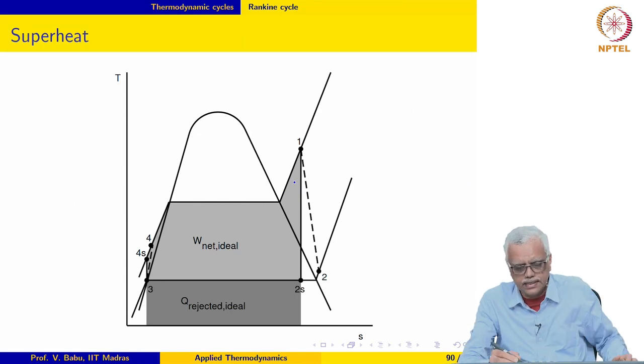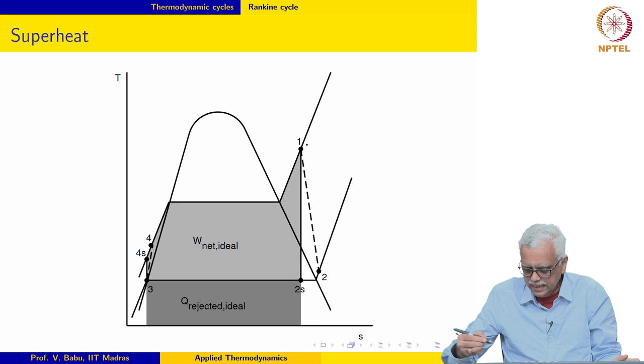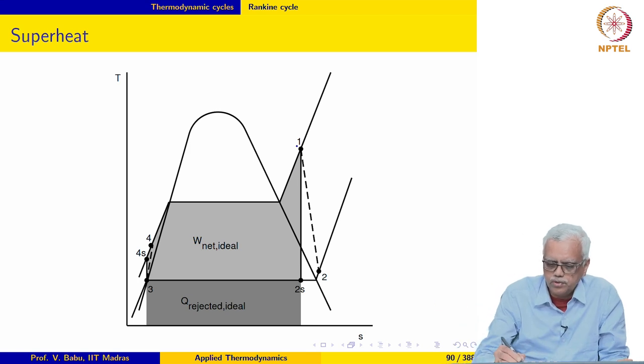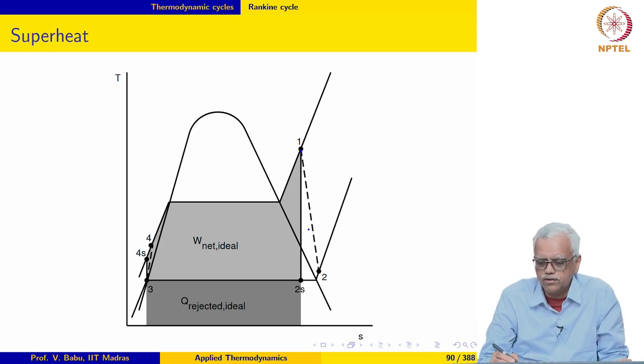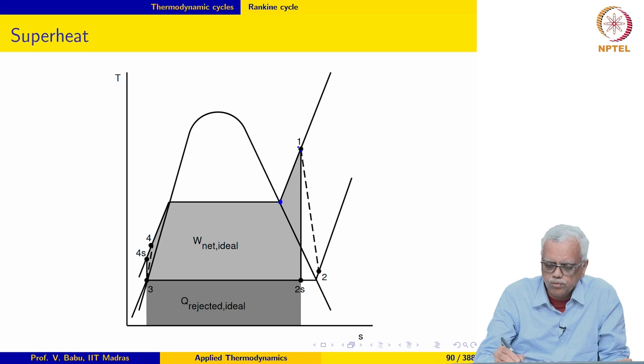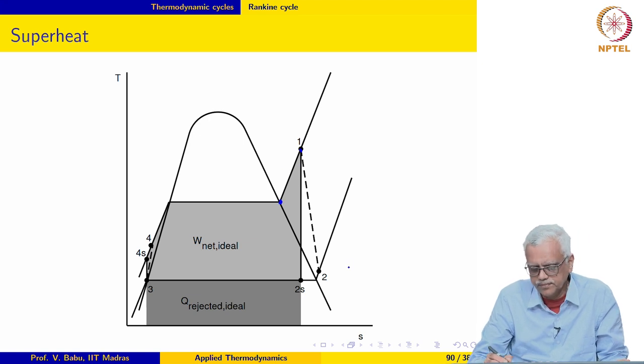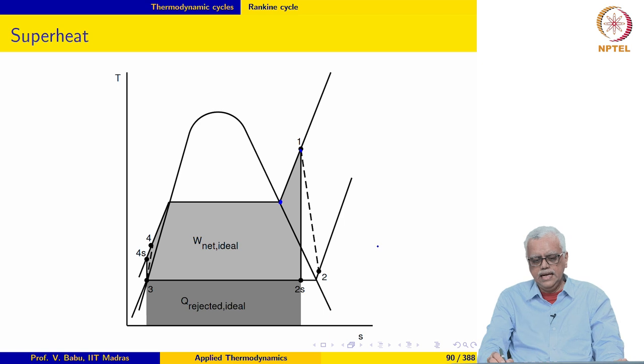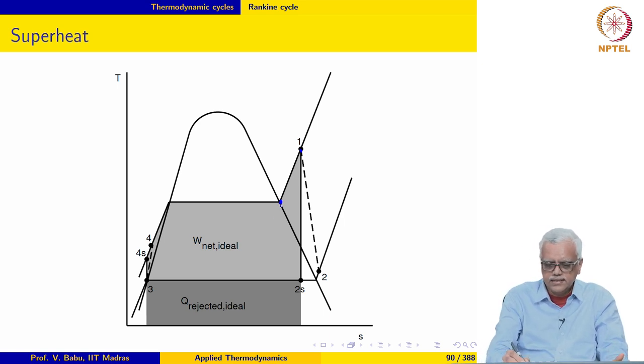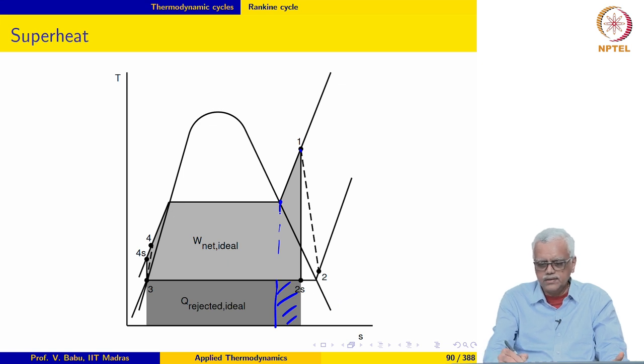Okay, so as I demonstrated earlier, adding superheat while keeping boiler pressure the same has this effect on the cycle. State point 1 is moved from here to here. And immediately it becomes apparent that the heat rejected has increased by this amount, but the heat added has increased by a larger amount.